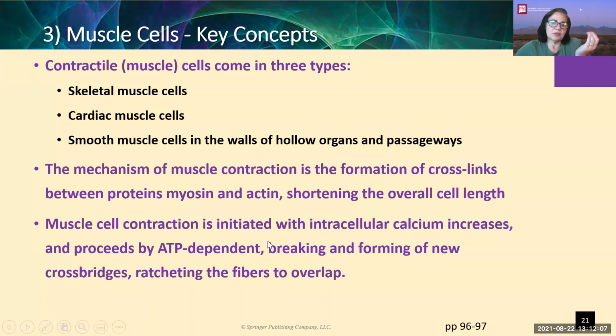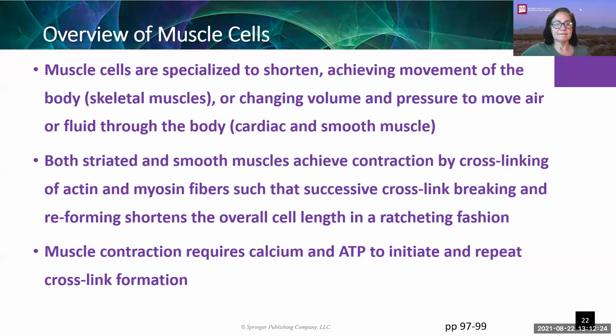Every time it pulls, you have to pay for it. It's ATP dependent. That's why exercising burns calories, because you're using ATP every time. Okay, it turns out thinking burns calories too, because we're using lots of ATP. All right, so we say the muscle cells specialize to shorten. We move the body around, as well as changing the volume and pressure of things to move air and fluid through the body's cardiac muscle and smooth muscle.